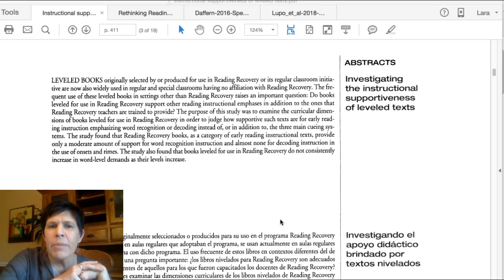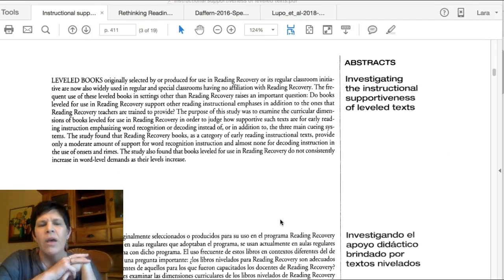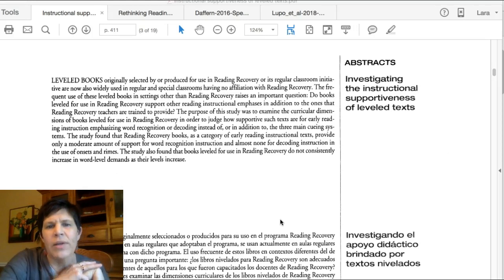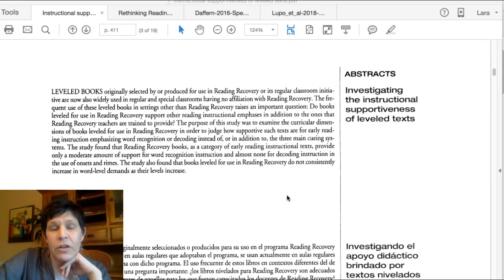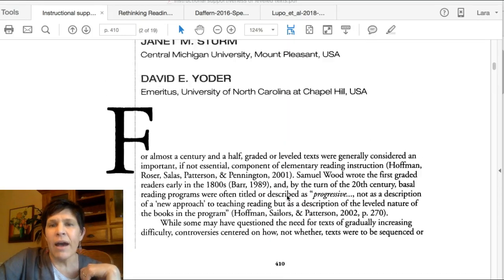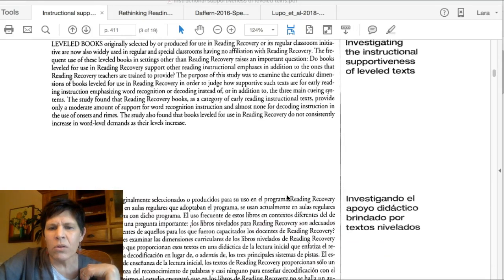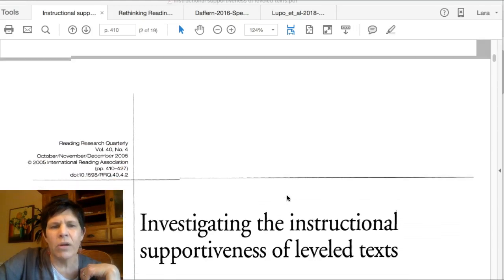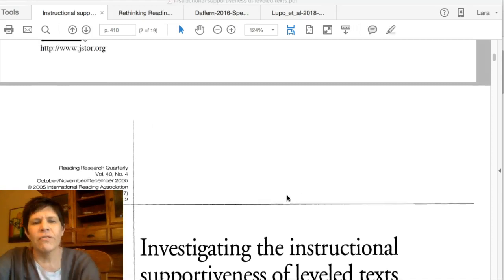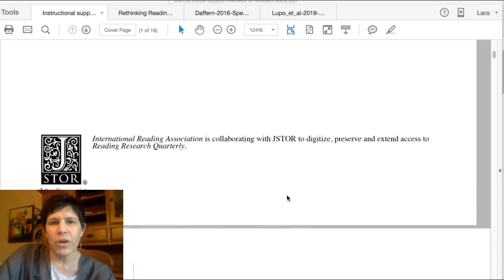And to examine if the broader use of leveled text beyond Reading Recovery really does have some positive effects on children's achievement. I think this article specifically doesn't look at reading as a whole, but at word level demands, so how children are able to access text at increasing difficulties. So that's that one. It's a fairly old article, maybe about 10 years old now. It was published in 2005. This one is from Reading Research Quarterly.